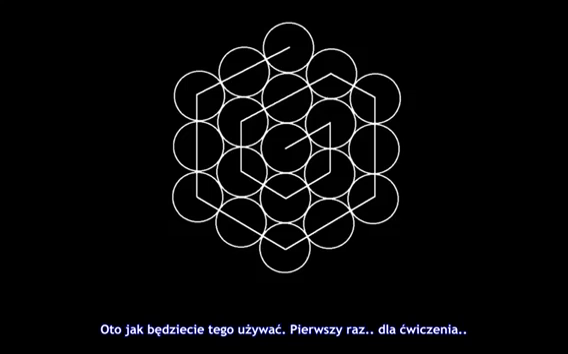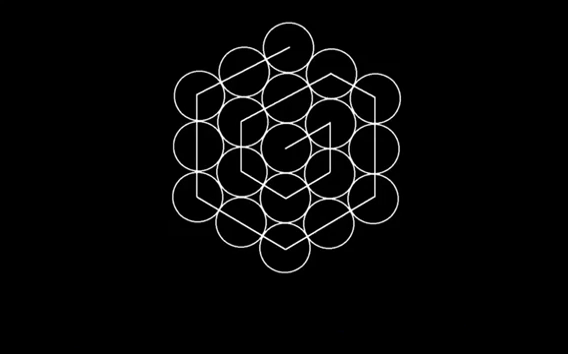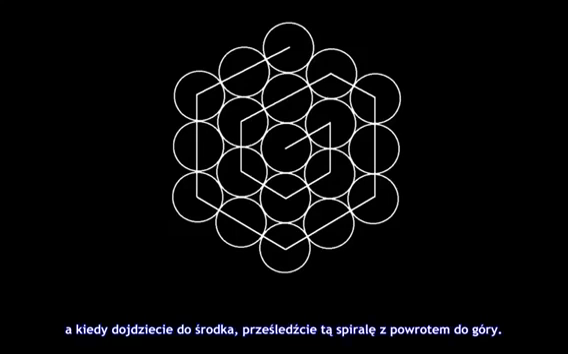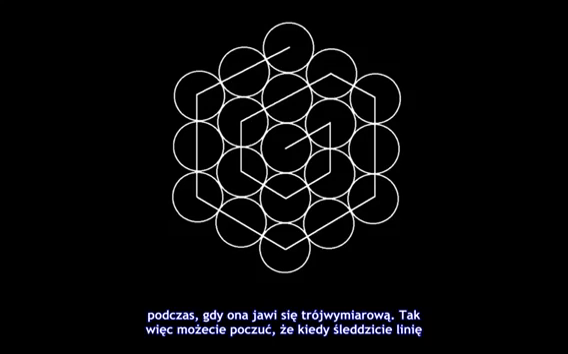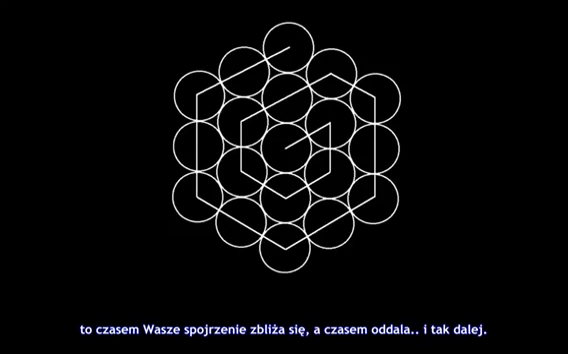First of all, just for practice, start at the top, the line at the top, and follow it down into the center. Then when you get to the center, follow that spiral back out to the top. That's basically what you're going to do: follow the line down to the center and then follow the line back out to the top, while it's looking three-dimensional. So you may feel that when you're following the line, sometimes your gaze is coming toward you, sometimes your gaze is going away from you, and so forth.